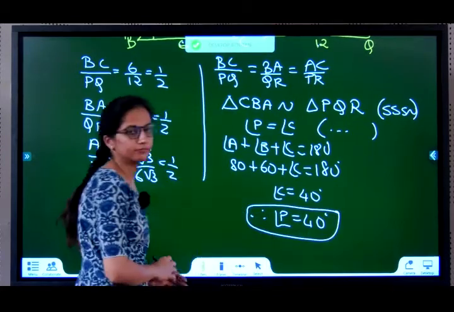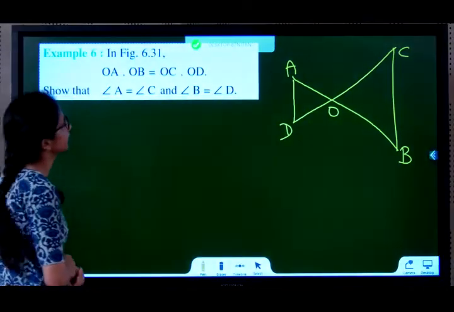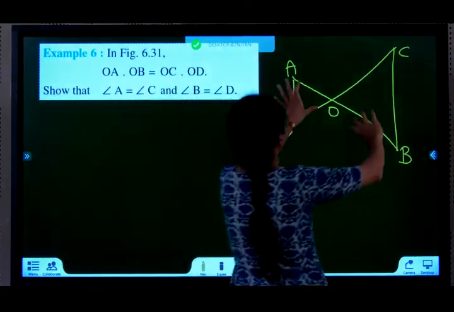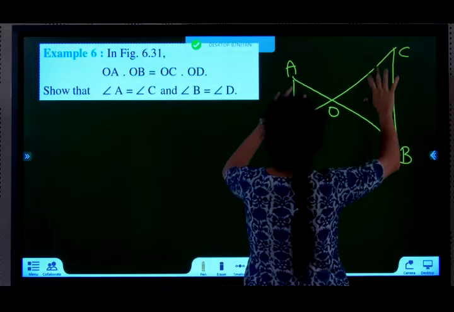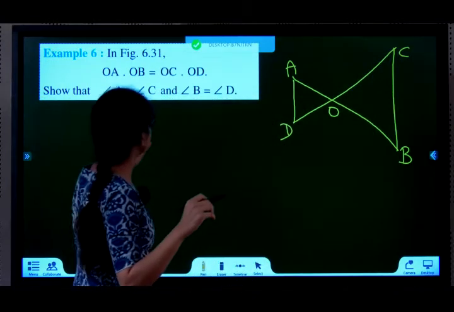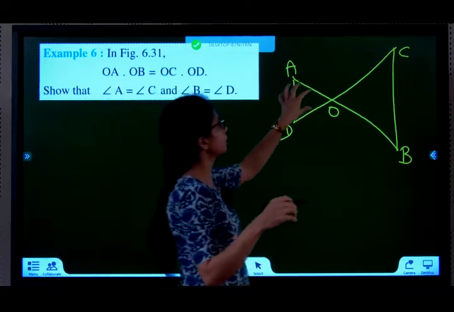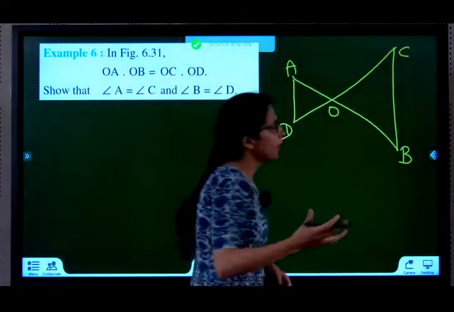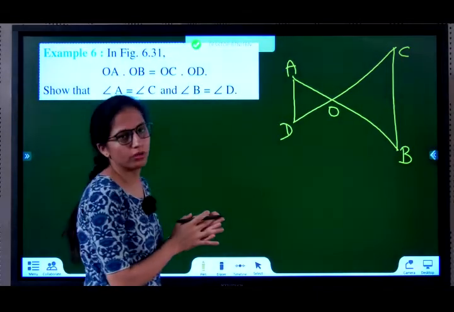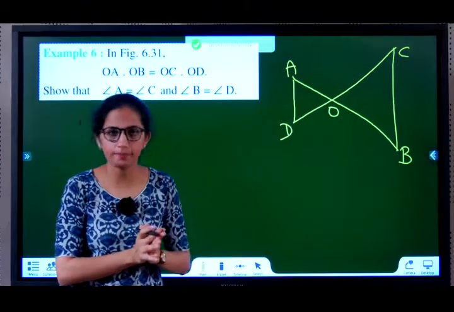Example 6. In the figure, OA into OB is equal to OC into OD. Show that angle A is equal to angle C and angle B equals angle D. If I somehow prove these two triangles are similar, I will be able to prove that those angles are equal. So now the question here is, how do I prove these triangles are similar?